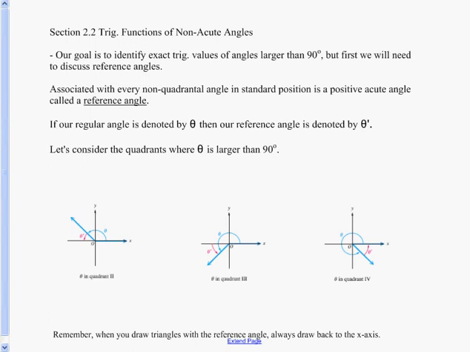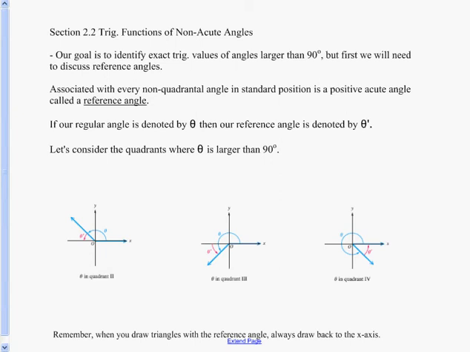Section 2.2 discusses trig functions of non-acute angles. So we're moving in to broaden our horizons with those trig functions, thinking about triangles one more time. Our goal today is to identify exact trig values for angles larger than 90, but this particular video is going to discuss the idea of reference angles.